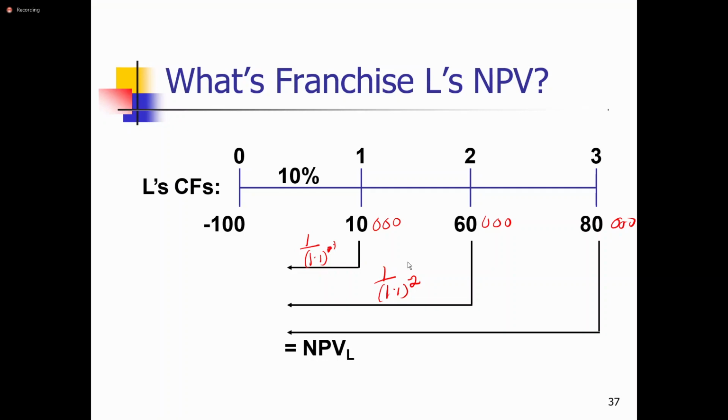This is not minus, right? 1 year, 2 years. This is 1 over 1.1, 3 years. So you will get the present value factors like this. Then you have to multiply the factors by the cash flows. So what are the cash flows coming here? What is the NPV for project L?